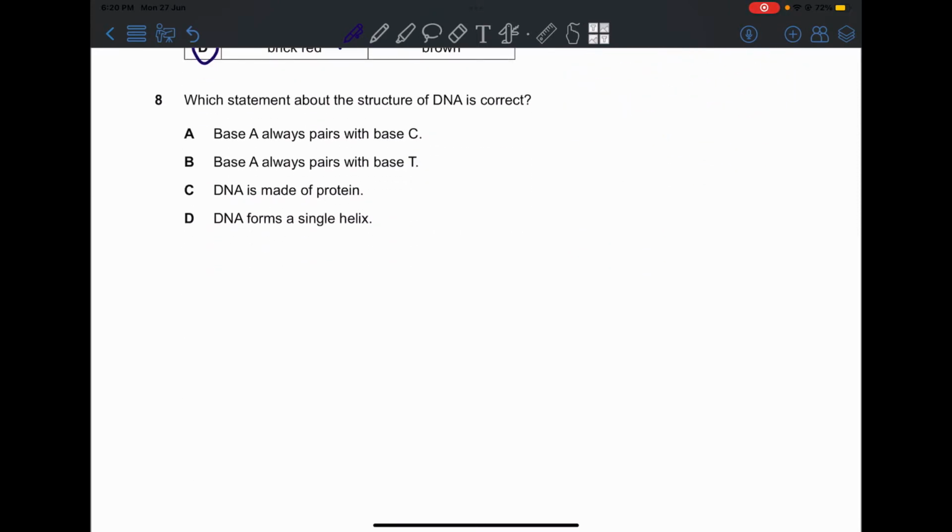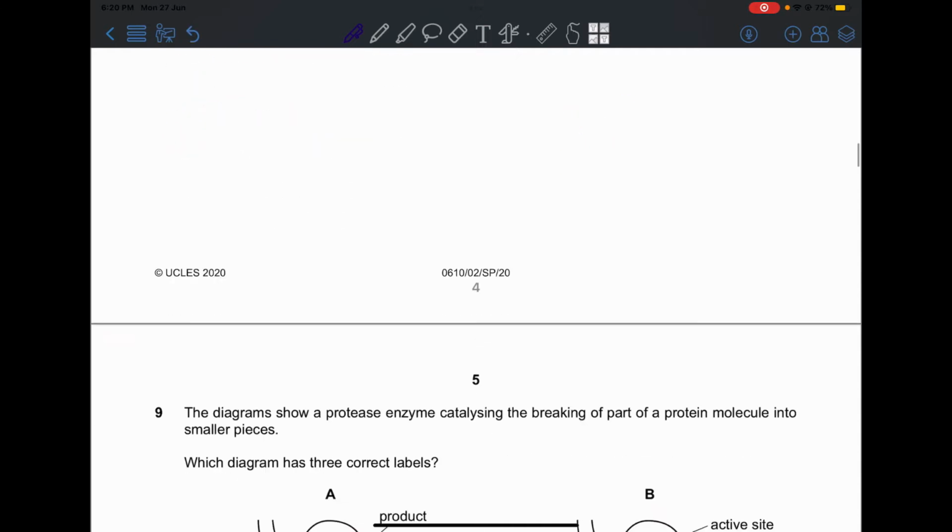Number 8, which statement about the structure of DNA is correct? Now let's read the options. Base A always pairs with base C. This is actually incorrect. A pairs with T and C pairs with G. So this is incorrect. Base A always pairs with base T. This is actually a correct statement, so our answer is going to be B.